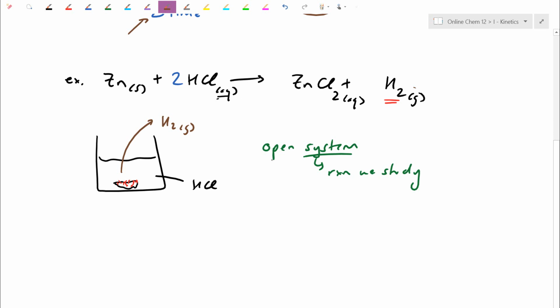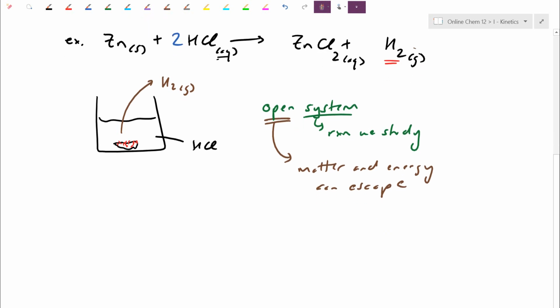So we refer to this as an open system. An open system is one in which matter and energy can escape. So there's no lid or anything, especially in this reaction. As the hydrogen leaves, I expect the mass to drop. This actually gives us a nice way to track the rate. Remember, for rate, we need a change in amount versus change in time.